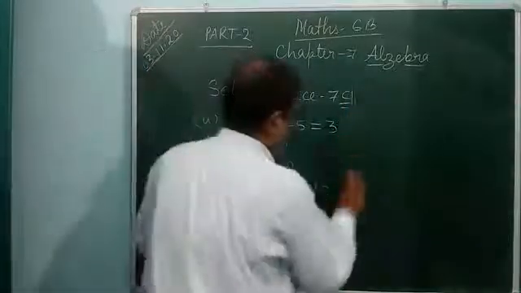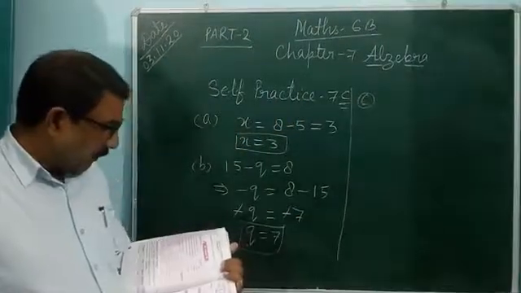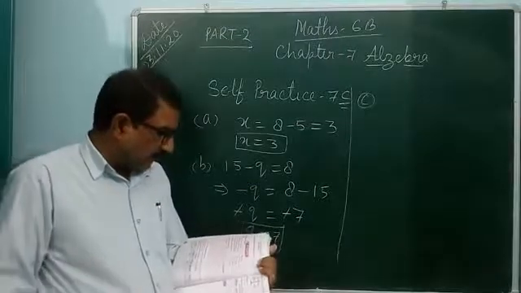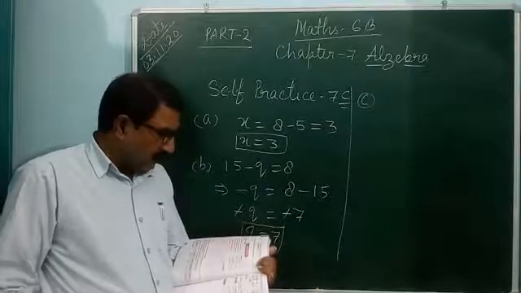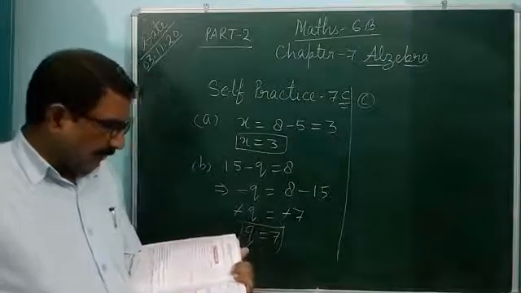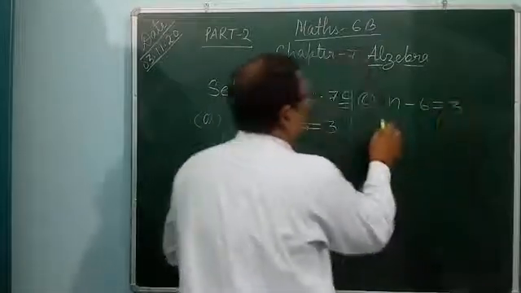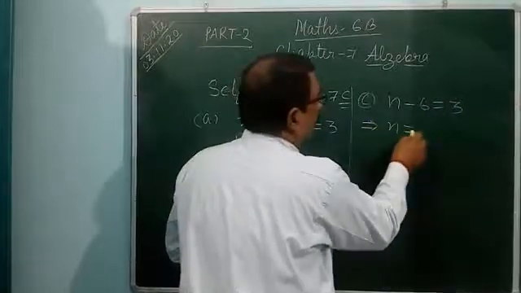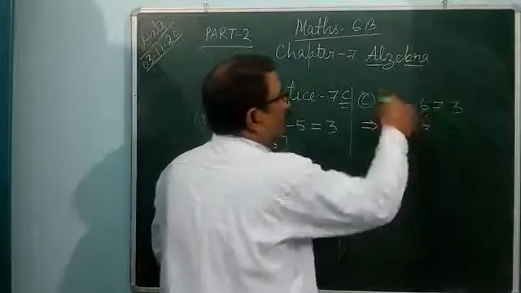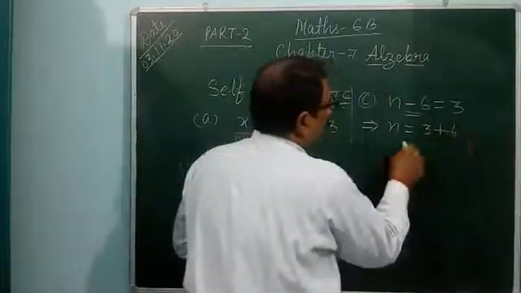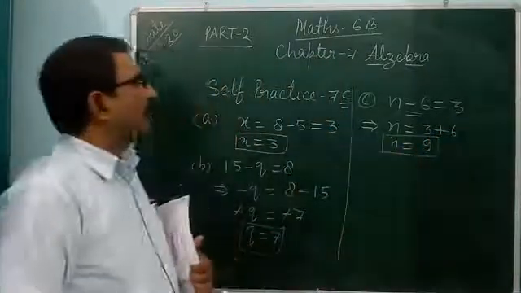C. From which number must 6 be subtracted to give 3? Suppose that number is n. It means n minus 6 is equal to 3. So this implies n is equal to 3, which is already on the right side, you write 3. And minus 6 you transfer to the right side, it will be plus 6. So 6 plus 3 is 9. So n is equal to 9, it is the answer.